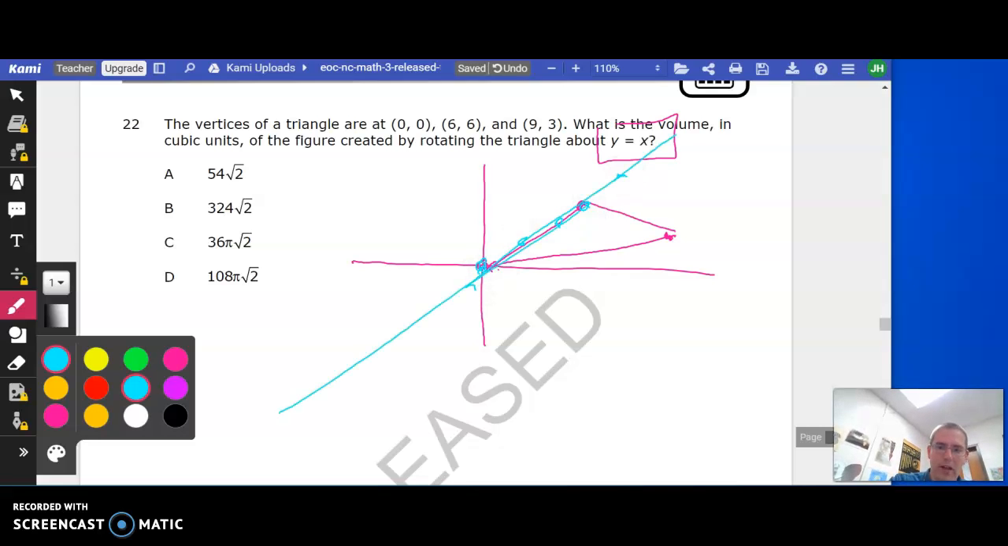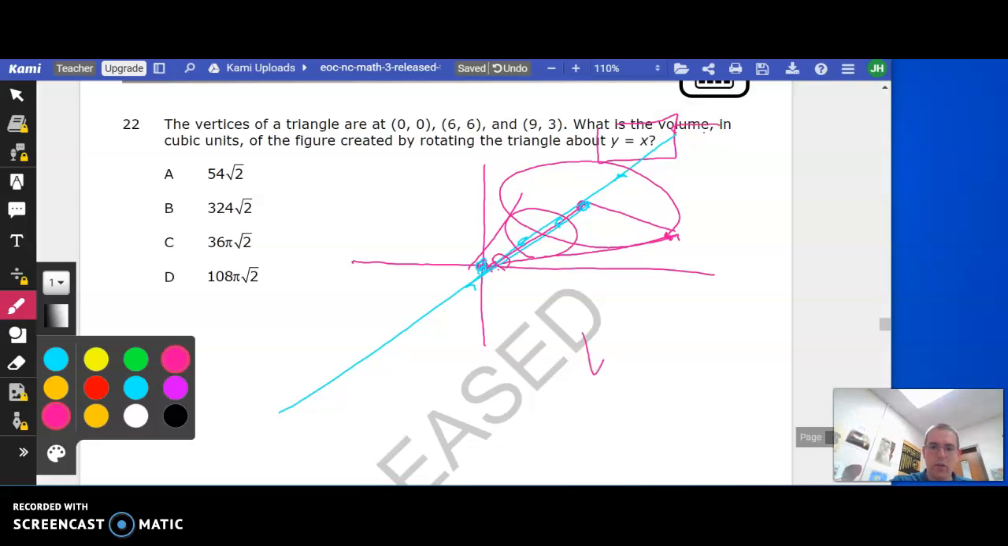What it means to rotate about that line is it means it's going to spin it around that blue line. So basically I would be spinning it like this. So you can kind of get the idea of the shape you would have if you spin it like that, would be some kind of a cone. So I have some kind of a cone, and to figure out things about the cone, what I need to know is, it wants to know, let's see, volume.